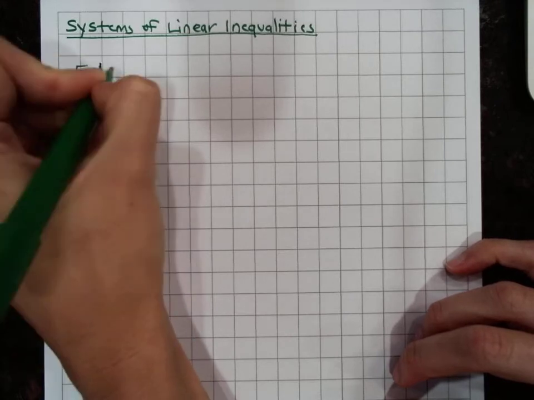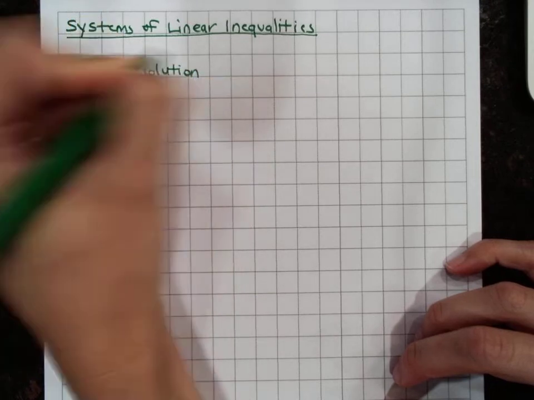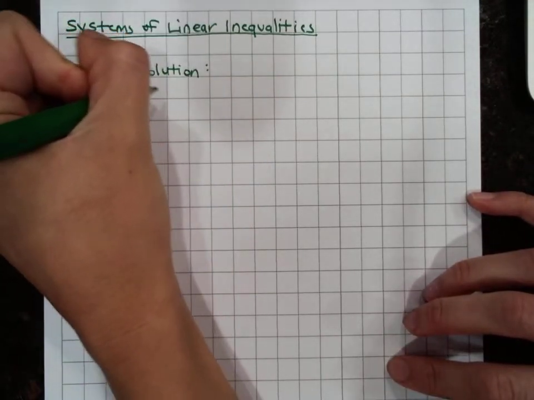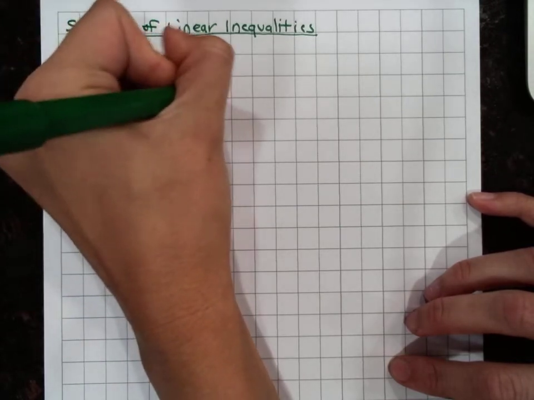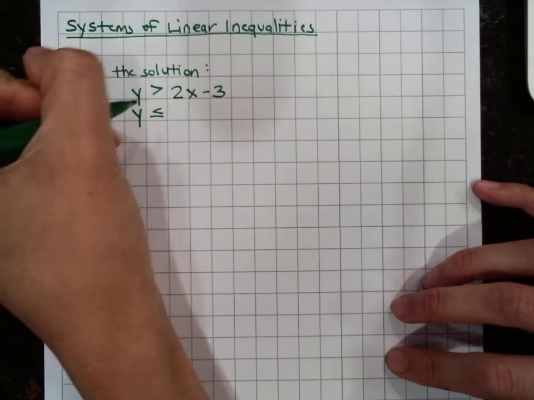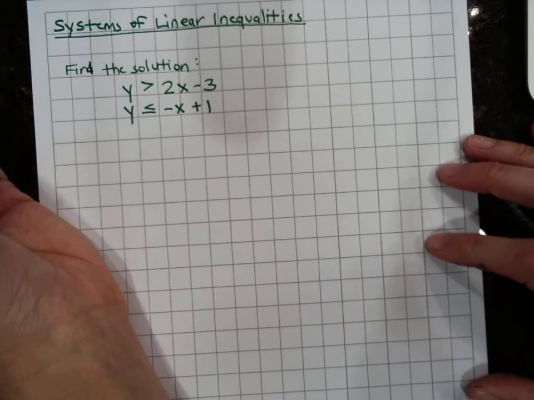So find the solution to y is greater than 2x minus 3 and y is less than or equal to negative x plus 1.